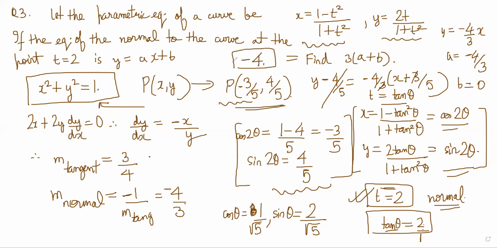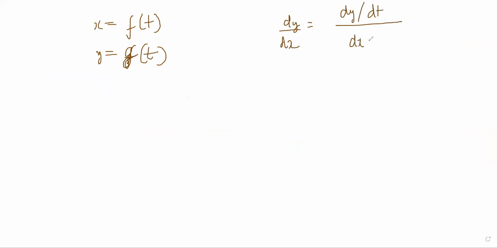So what was the idea here? The idea was X was written as a parametric definition of T, and Y was written as a parametric definition of T, G of T, let's say. The normal method to do dy by dx here is to say dy by dt divided by dx by dt, whenever you have x and y as functions of a third variable.